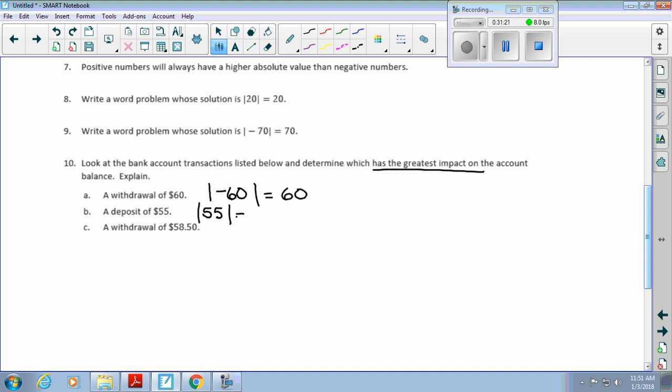So absolute value of $55 is 55. I'll let you do the last one, but you have to determine which of those has the greatest or the biggest magnitude or impact on the account balance. Okay? Yes. A withdrawal is negative. Anyway, it is time for us to end class.